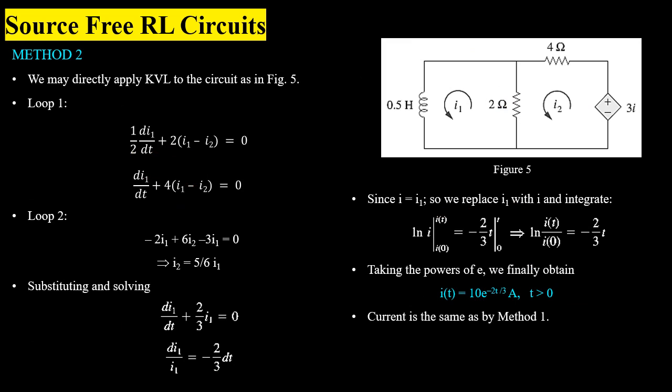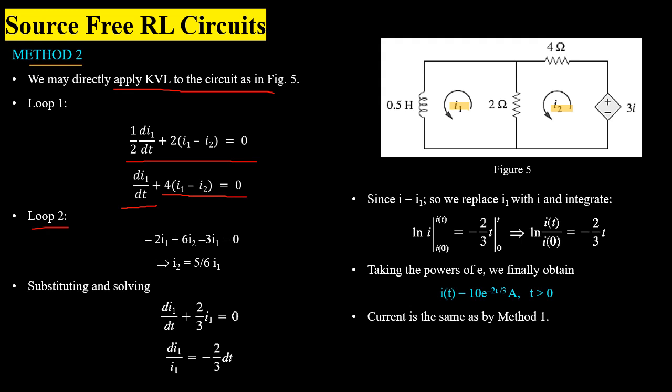Now the second method to determine current through the inductor is Kirchhoff's law. For applying KVL, first of all we will assign currents, which will be I1 and I2, and the loop 1 equation will be 1/2 di1/dt + 2(I1 - I2) = 0, and solving this will give di1/dt + 4(I1 - I2) = 0.